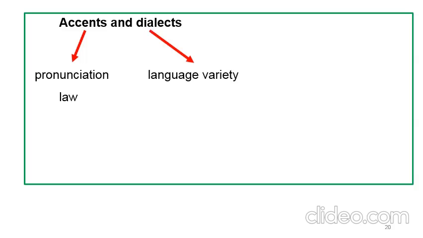Accent and dialect are not the same thing. Accent is only the pronunciation. In British English, this word is law. In American English, it's la. Law, la. Dialect is more general. It is a broader term which refers to language variety. It includes pronunciation, but it also includes vocabulary.